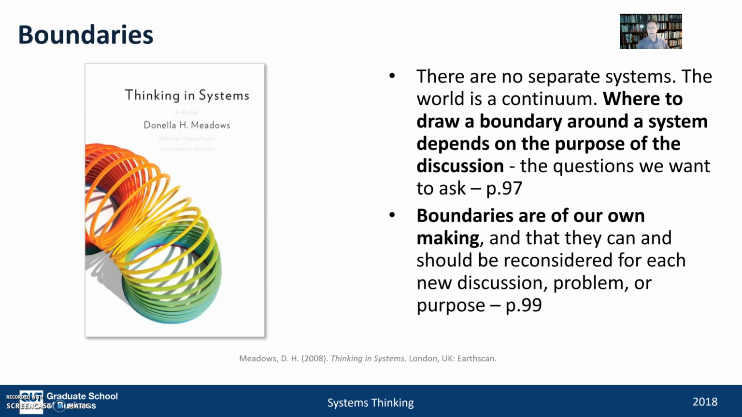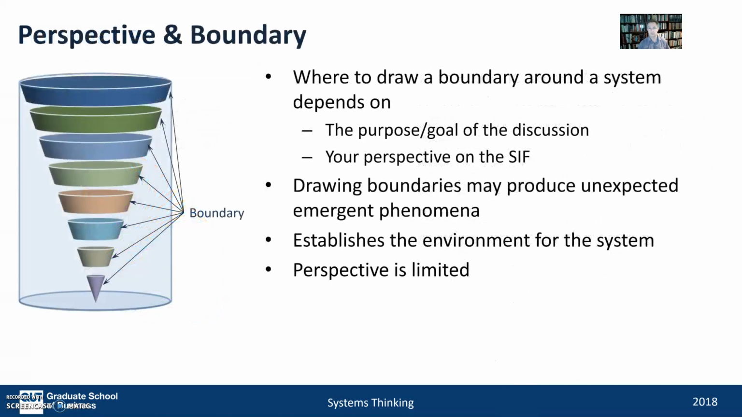Moving along, Donella Meadows states that there are no boundaries. There are no separate systems. The world is a continuum. Where we draw the boundary around a system depends on the purpose of the discussion, the question we want to ask. Boundaries are therefore of our own making, and they should be reconsidered for each new discussion or problem or purpose. So in every respect, boundaries are artifacts. They're cognitive artifacts of our inquiry, and we will talk about boundaries when we talk about critical systems heuristics.